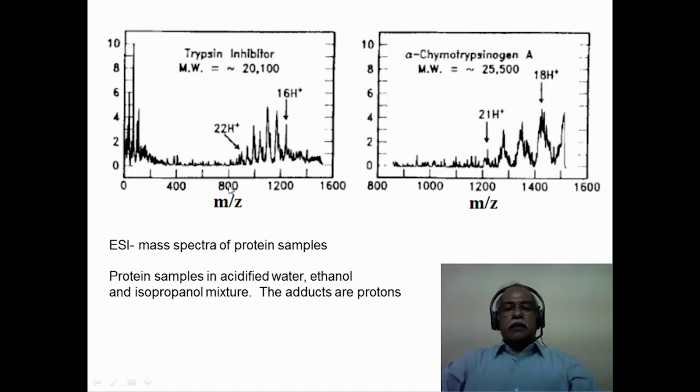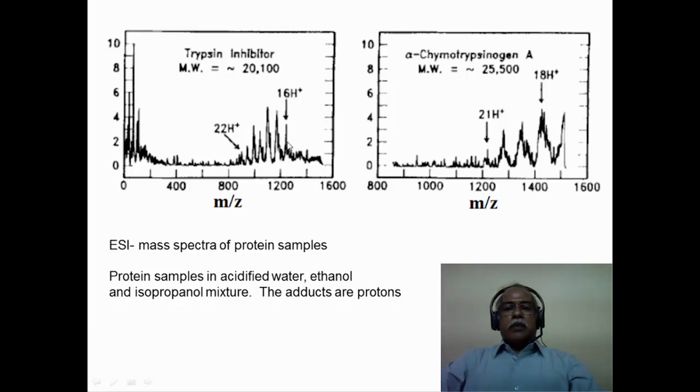Sorry, this is not 900, this is 1000 or so and 1200, corresponding to 16 protonated species and 22 protonated species. In other words, the m/z value, Z is equal to 22 in this particular case and Z is equal to 16 in this particular case. In between you have 17, 18, 19, 20, 21 and so on. These are the multiply charged ions of this particular inhibitor.